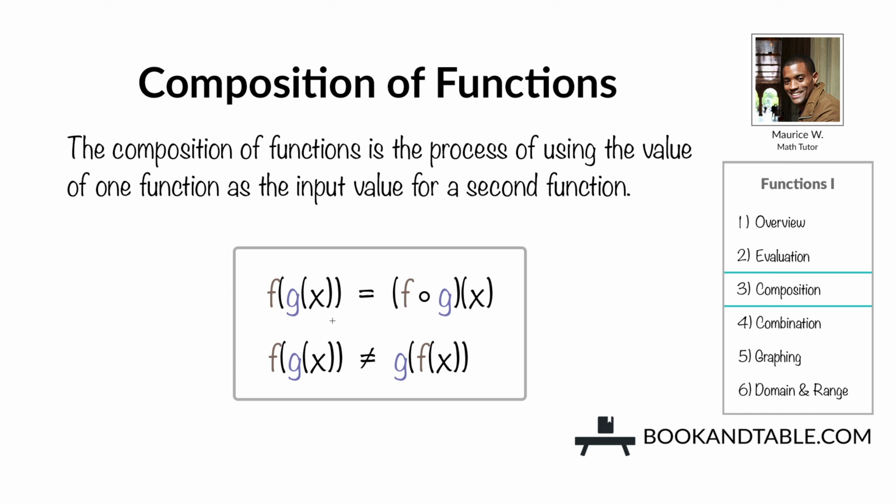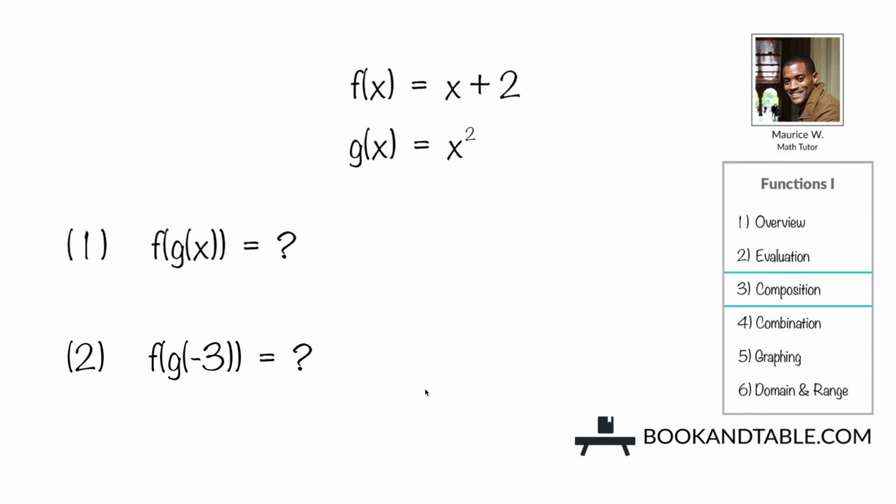Just make sure you do not confuse this with f of g of x is equal to g of f of x. In this example, f is the outer function and g is the inner function. But on this side, g is the outer function and f is the inner function. And this does affect the final outcome of the expression. The best way to take a look at this is for us to walk through an example together.